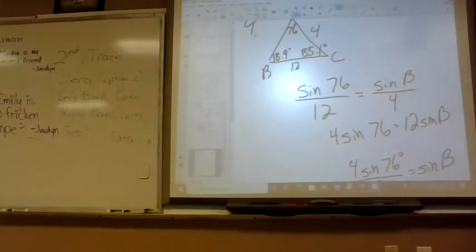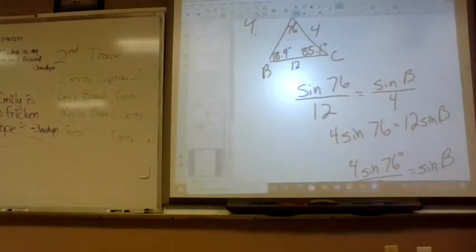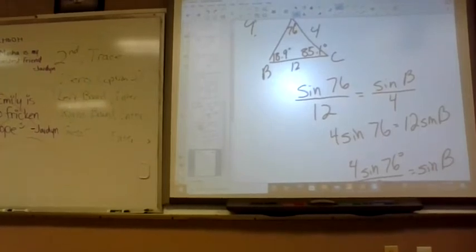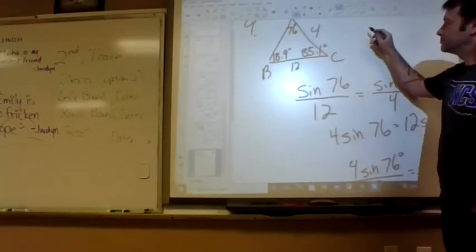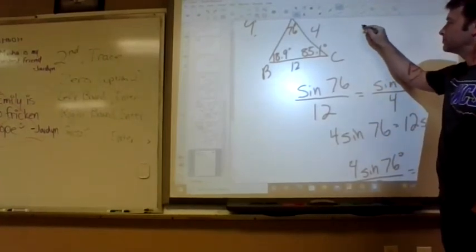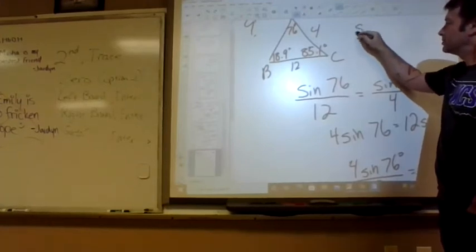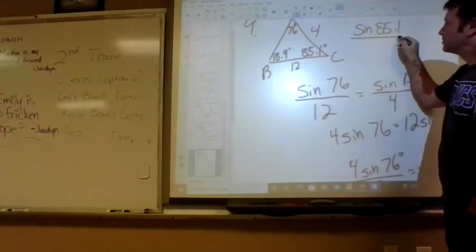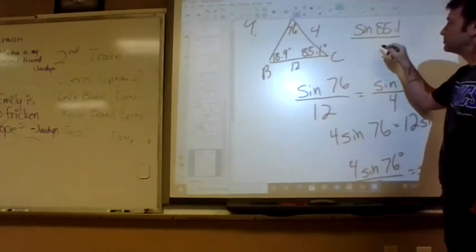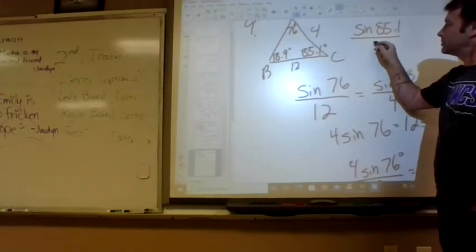This is why I'm a psychopath. Hey, can I try to find the side again? Yeah. Okay. So you start at 85.1, right? Okay. So sine 85.1 over B A C.